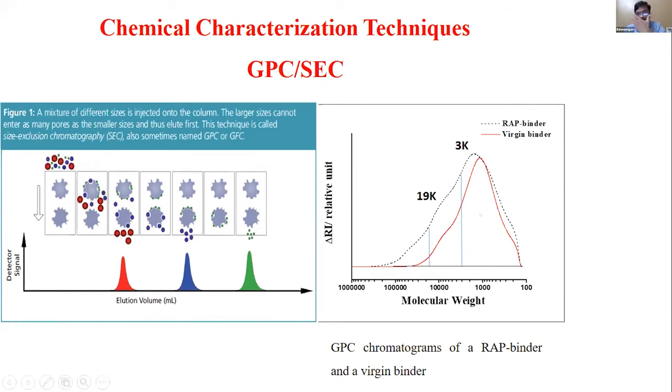So this is a typical GPC chromatogram. We can draw it in terms of elution volume, or you can use some polystyrene standard and then convert volume to molecular weight. This is a typical virgin binder, the red one, and this is a wrap binder. We can see this is high molecular weight and this is low molecular weight. The wrap binder has a lot of high molecular weight component compared to a virgin binder. So our idea is to reduce this to the extent possible.